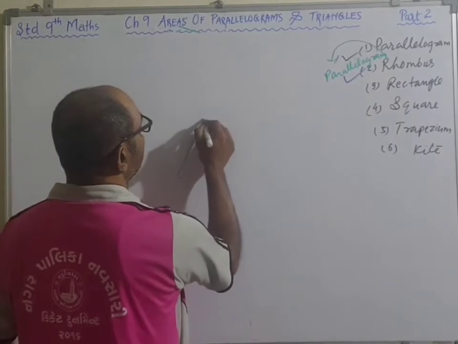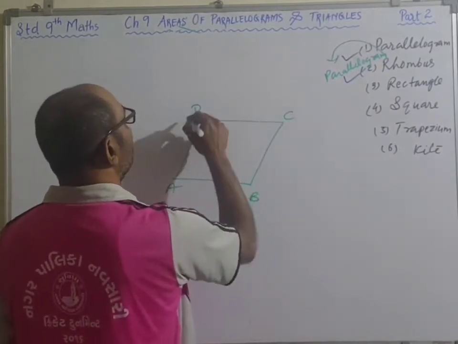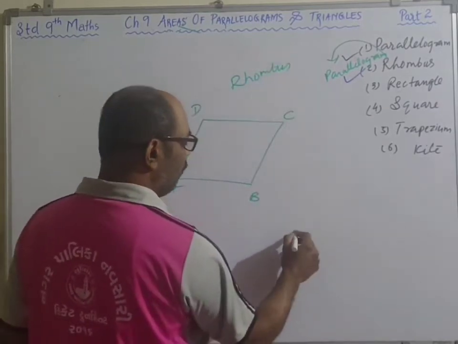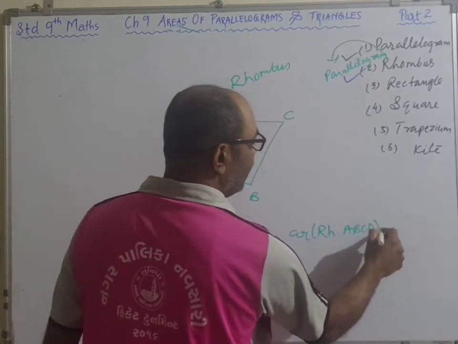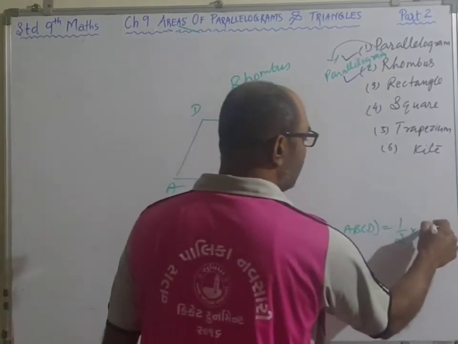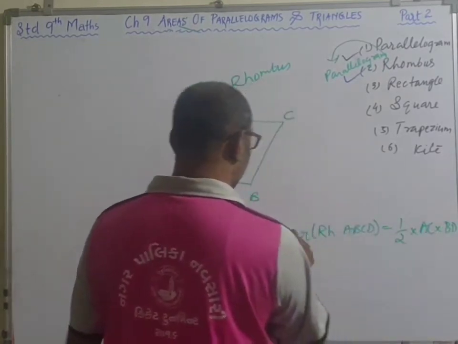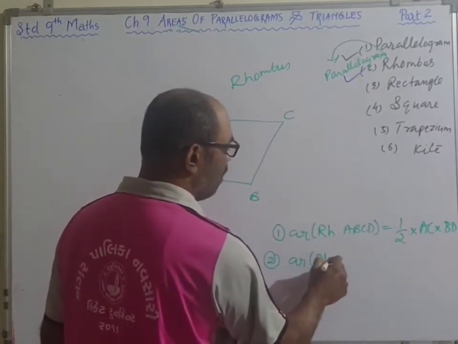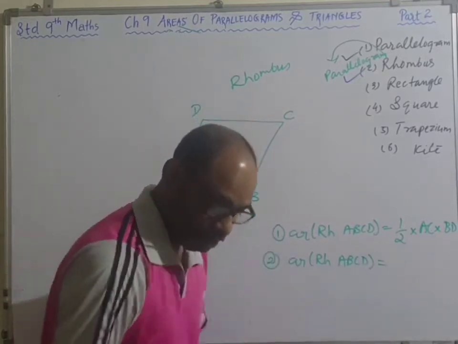Children, what is this? Rhombus. Correct? All sides are equal. This is rhombus. What is the formula to find area of rhombus ABCD? Half into diagonal 1 AC into diagonal 2 BD. So this is first formula. There is second formula also. Area of rhombus ABCD is equal to.